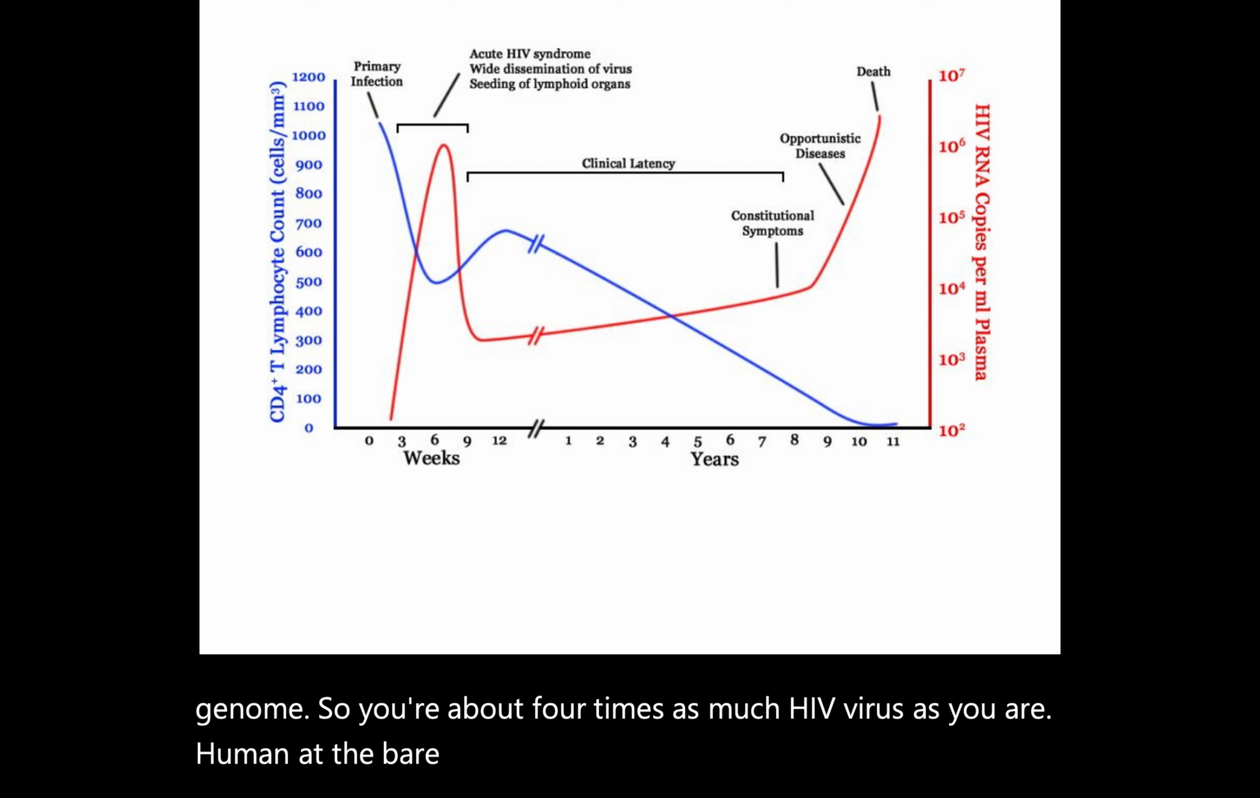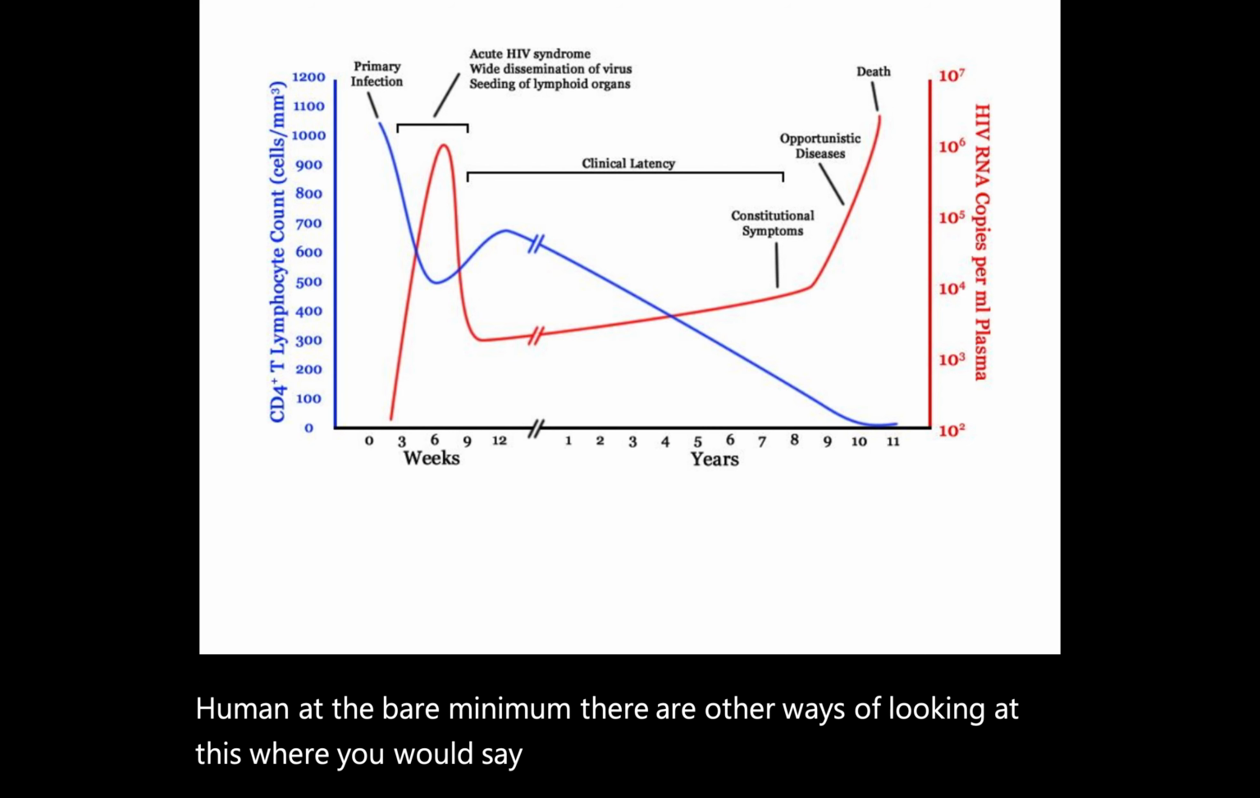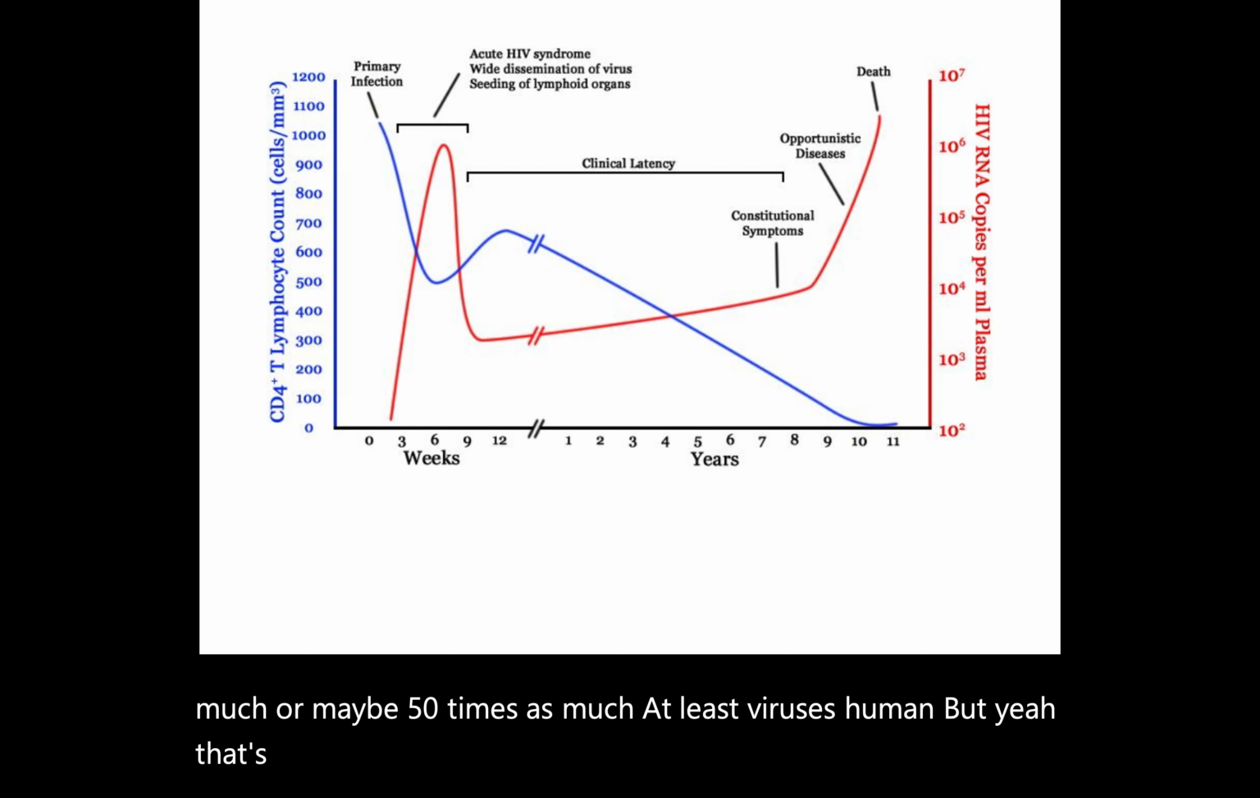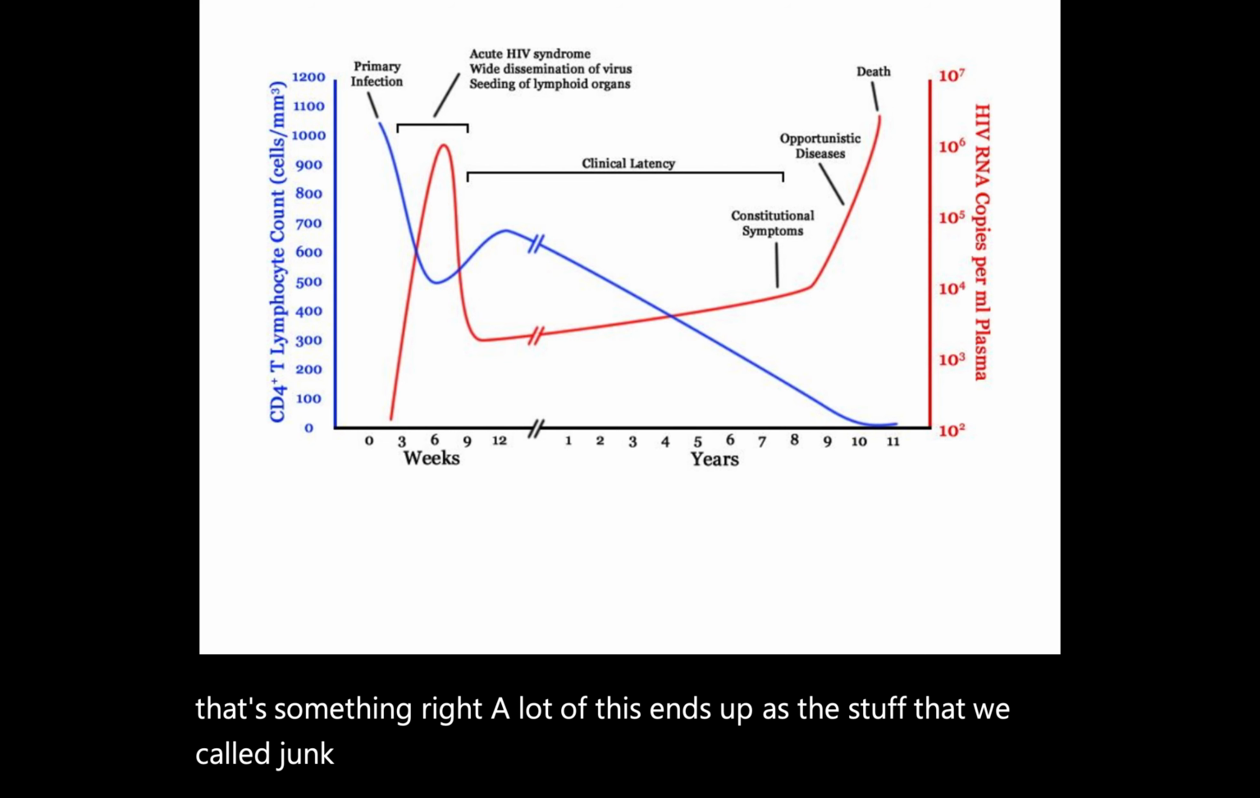So you're about 4 times as much HIV-like virus as you are human, at the bare minimum. There are other ways of looking at this where you would say that you're something like 200 times as much, or maybe 50 times as much at least, virus as human. But yeah, that's something, right? A lot of this ends up as the stuff that we call junk DNA, but a lot of that junk DNA is copy after copy of HIV-like viruses.